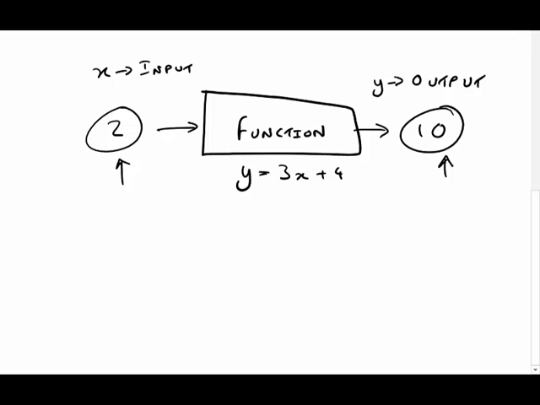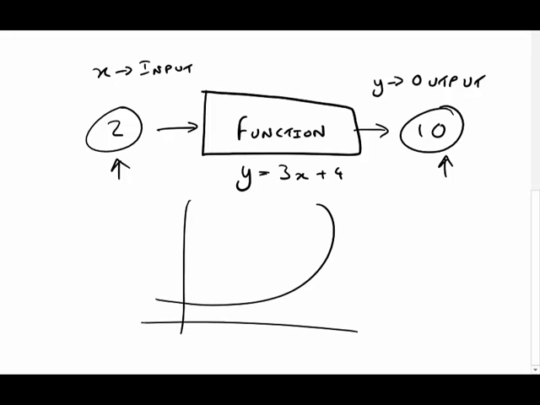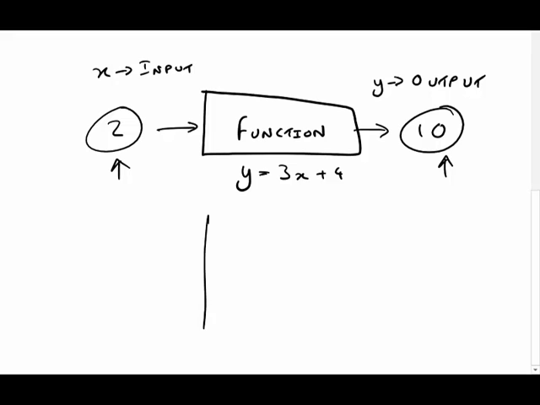And if you put successive values in, all of the possible numbers that you can put in, and plot them on a graph, then you can draw this function on a graph, something like that. That's all a function is. Basically, you put a value in and you get a value out.